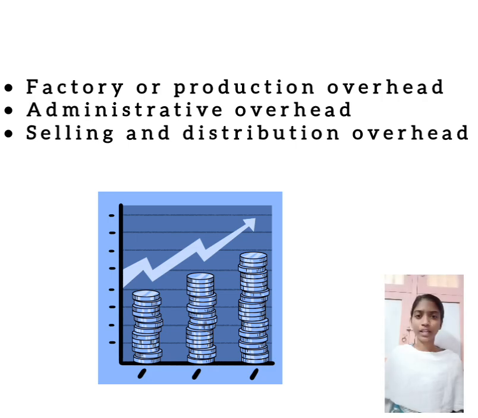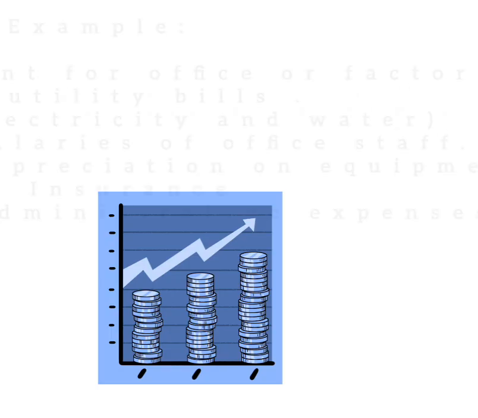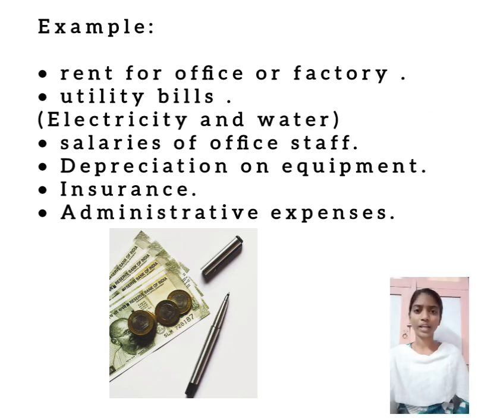Categories of overhead: factory and production overhead, administration overhead, selling and distribution overhead. Examples of overhead: factory and office rent, utility bills, for example electricity and water, salary of office staff, insurance, depreciation of equipment, and administrative expenses.